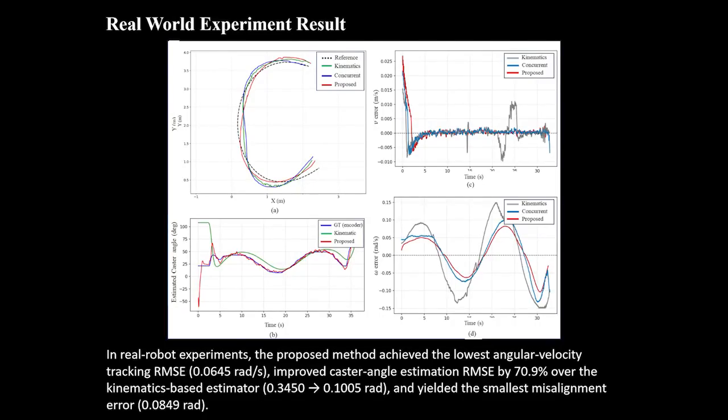In real robot experiments, the proposed method achieved the lowest angular velocity tracking error, improved caster angle estimation, and yielded the smallest misalignment error, 0.0849 radians. Overall, the proposed MSC framework addresses caster effects at both the high and low levels, reducing misalignment and velocity tracking errors to improve motion performance.